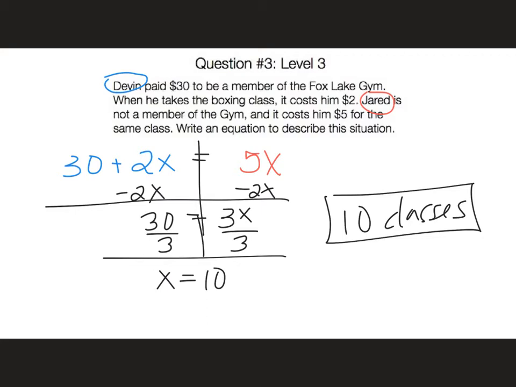So if they took anything less than 10 classes, you would want to go with Jared's situation and not be a member. If you took more than 10 classes, it would be cheaper to be a member in Devin's situation.